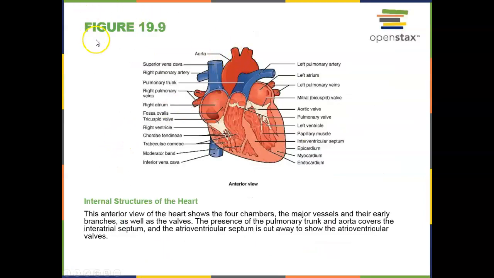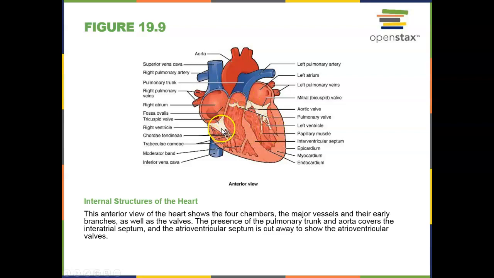Internally, we also have a lot of unique structures. So again, you have the right atrium, right ventricle, left ventricle. But in this view, you can also see the four valves. So we have this tricuspid valve here. You have the bicuspid or mitral valve here. We have the pulmonary semilunar valve here, and then over here we have the aortic semilunar valve.